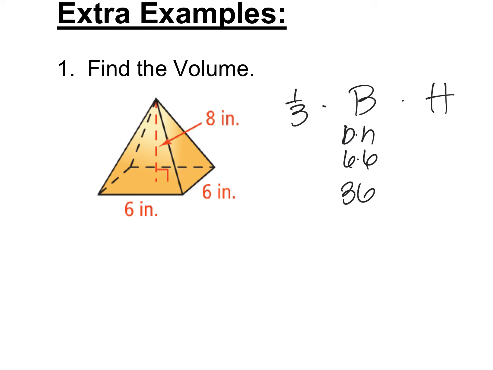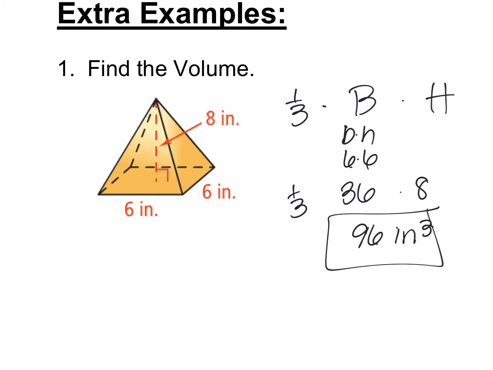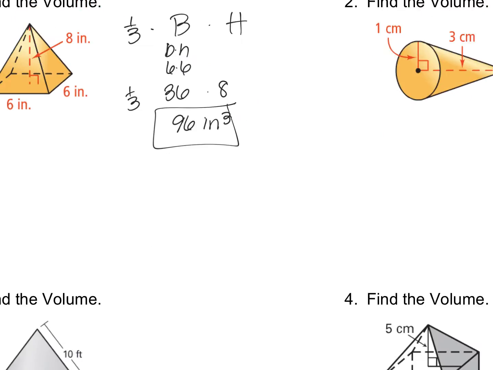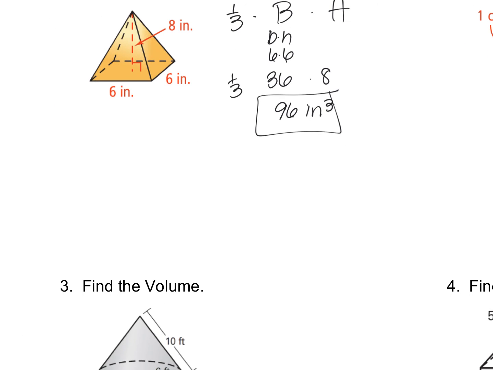Do they give you the height or do they give you the slant height? They give us the height. So 8. And then we've got 1/3 times 36 times 8. Type that in your calculator and it gives you 96 inches cubed. So 96 inches cubed is going to be your answer. I'm going to skip number 2 because we've already done one like that.